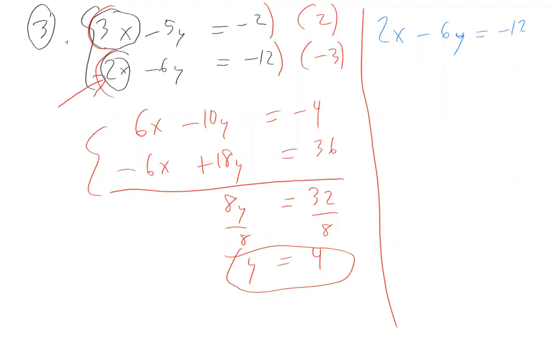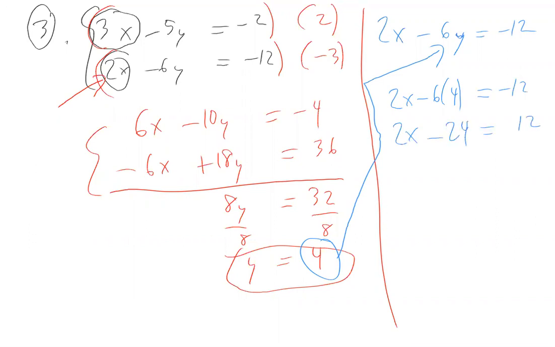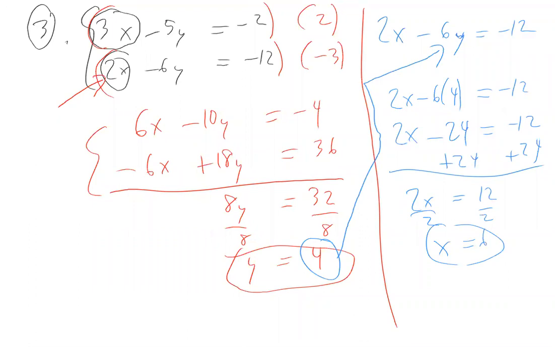So I'm going to use that equation, but I'm going to plug in 4 for the y, you see. So it'll be 2x minus 6 times 4 equals negative 12. It'll be 2x minus 24 equals negative 12. Then add 24 to both sides. So 2x equals 12, divide by 2. So x equals 6. So then the solution is both of them together, starting with x in parentheses. So it's (6, 4). That would be the solution to the problem.